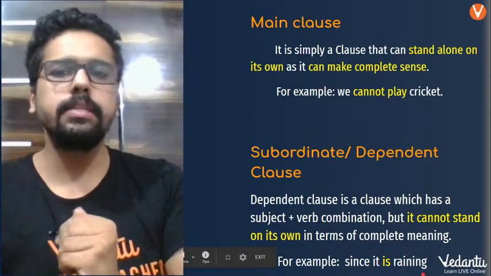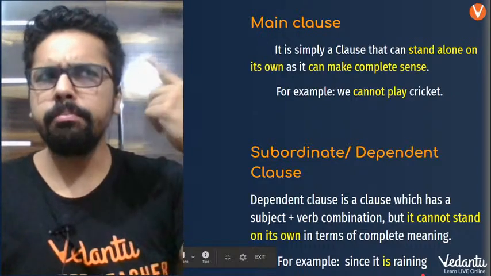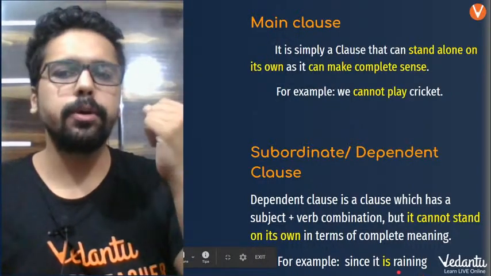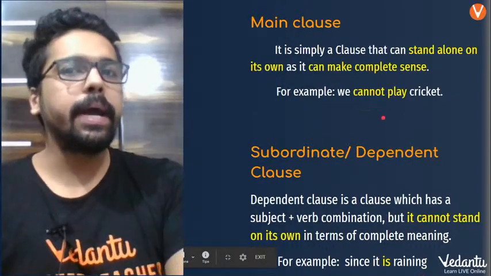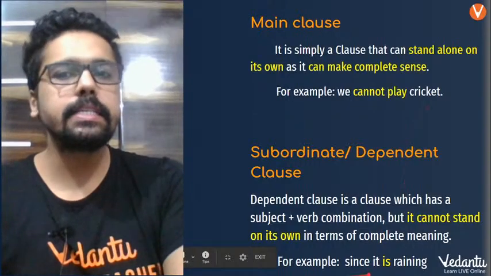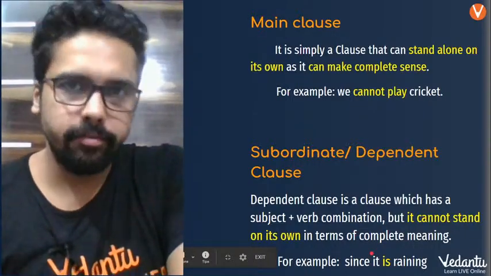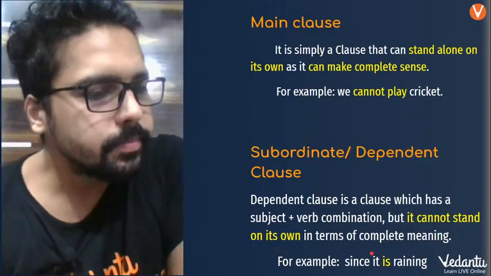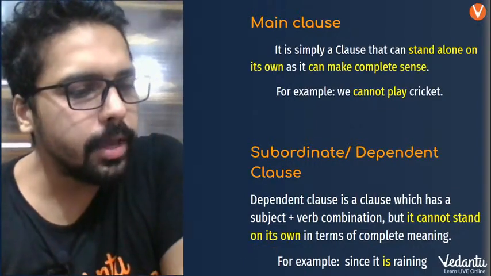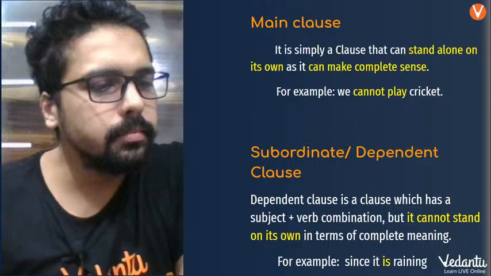For example, the words "since it is raining." Now, "since it is raining" makes some sense, like partial sense, but not complete sense. But when I combine it, "we cannot play cricket since it is raining," then "since it is raining" makes complete sense because it depends on the main clause. Okay, that's what it is.